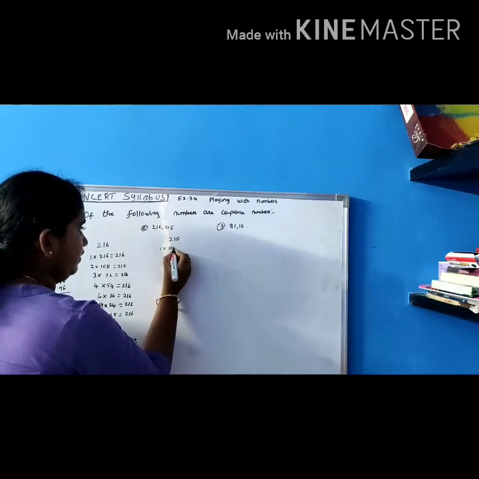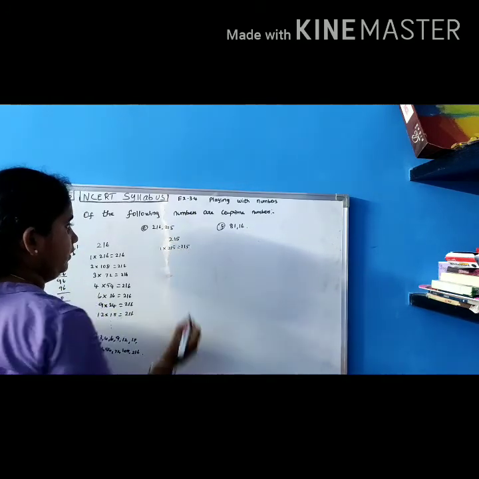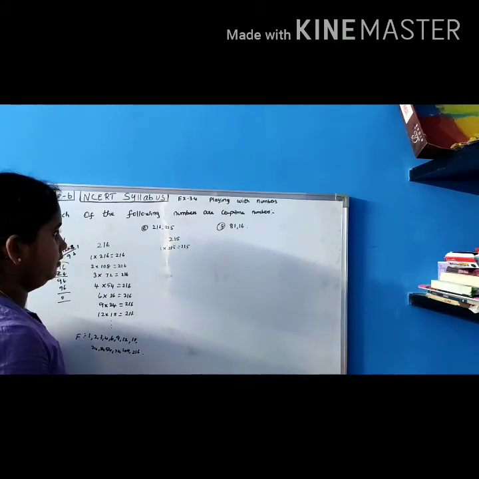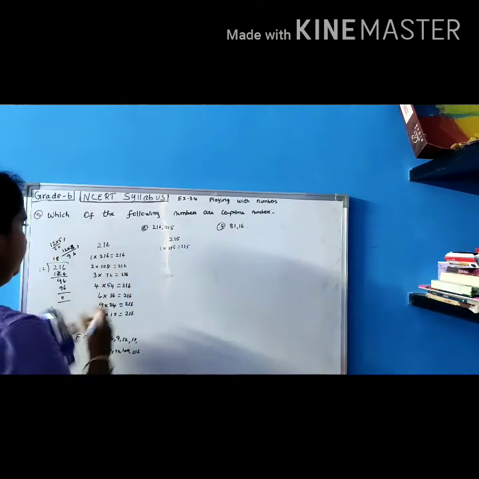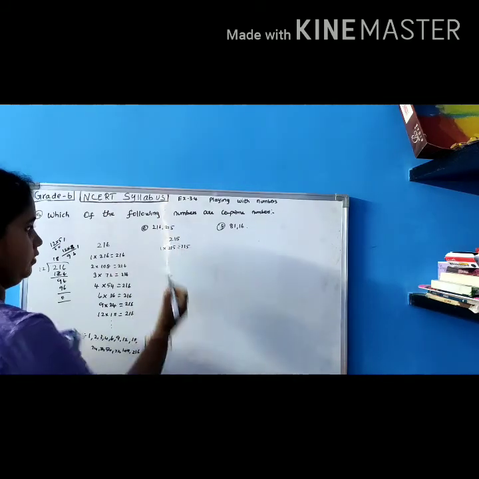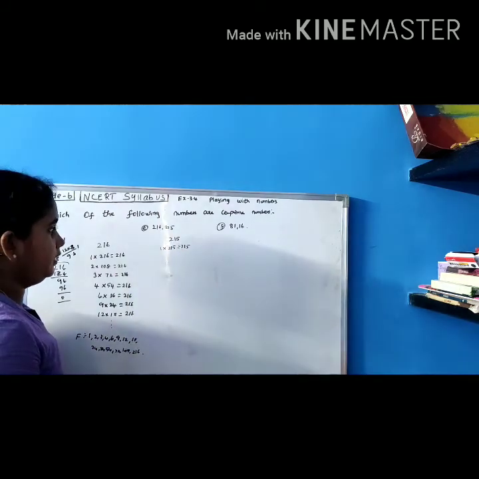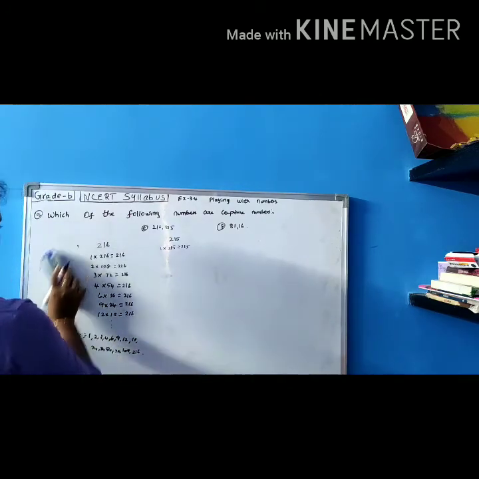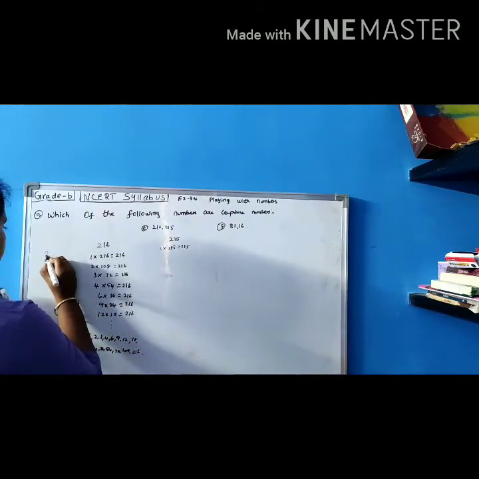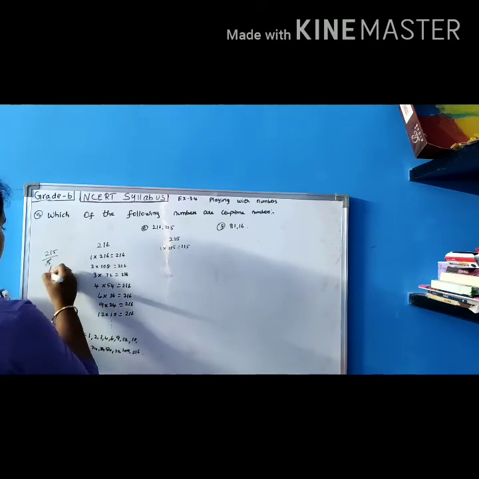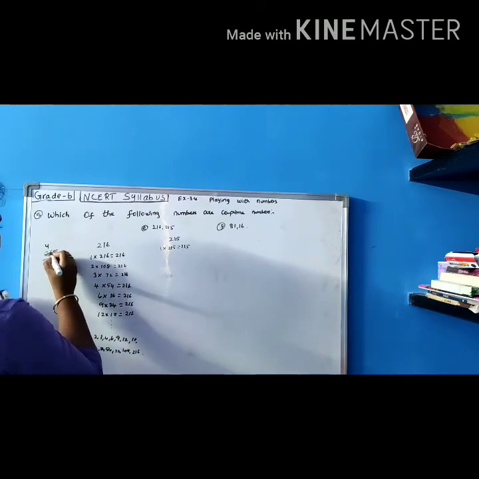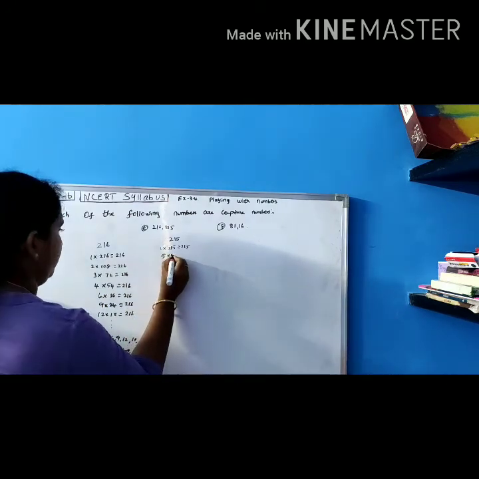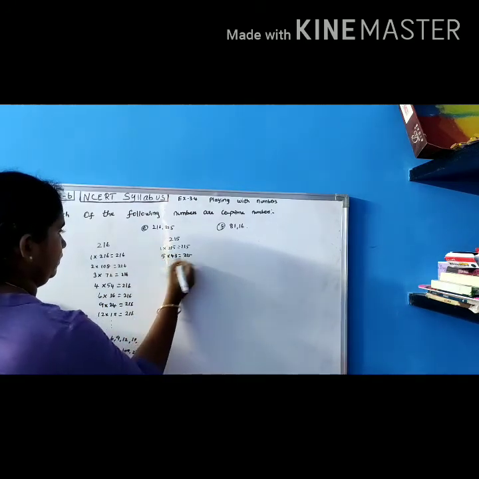1 into 215 is 215. It will not go into the 3 table. Check for the 3 table. 5, 6, 7, 8. No, it will not go. 4 table, no. 5 table, it will go. 215 divided by 5. 1 5 is 5, 4 5s are 20, balance 1, 15. 3 5s are 15. So 5 into 43 gives you 215.